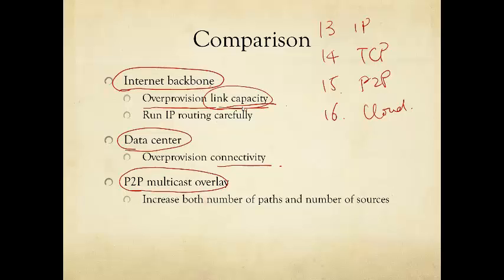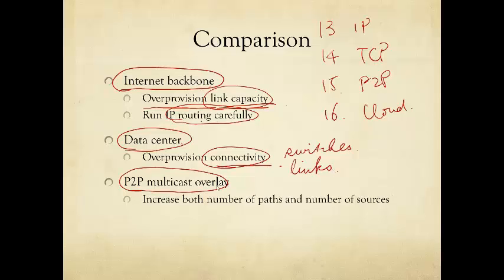You make them just the right numbers in the backbone of the Internet, and then you're going to run IP routing, say unicast routing, in a careful way to utilize these capacities. In contrast, in data center, you over-provision connectivity. Now, you just saw how many switches, small ones, that we needed, and how many links that we needed to connect these small switches in order to enable the ability to scale up by scaling out.